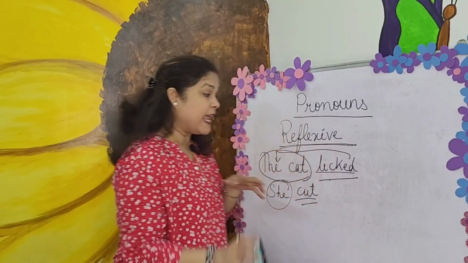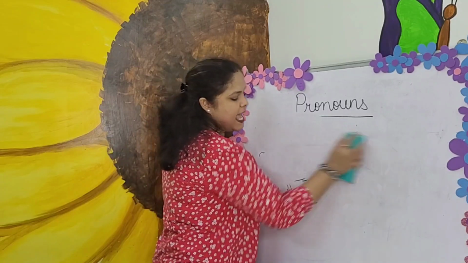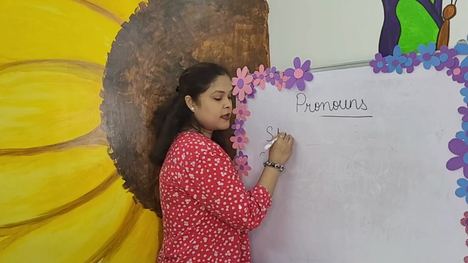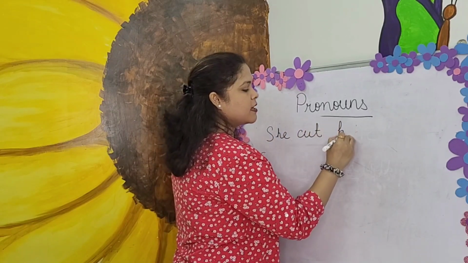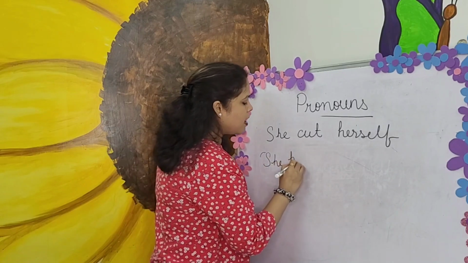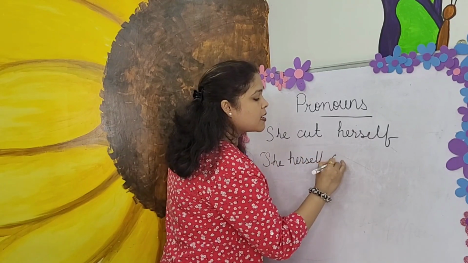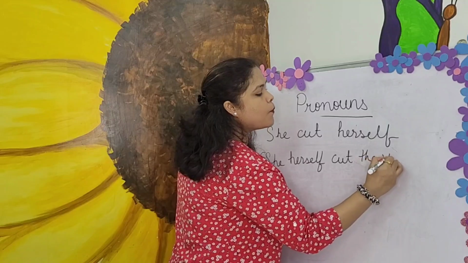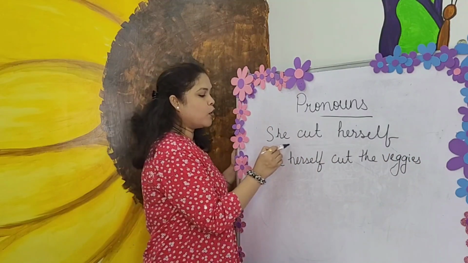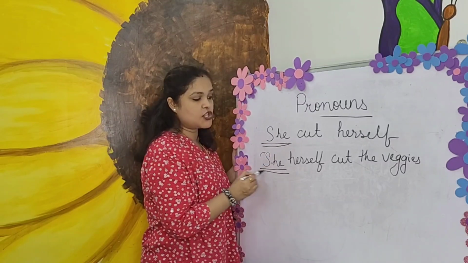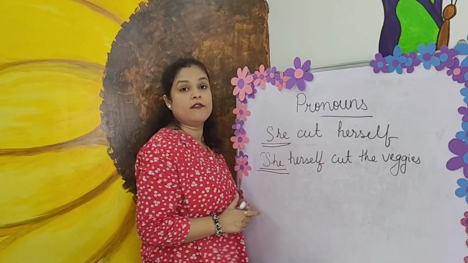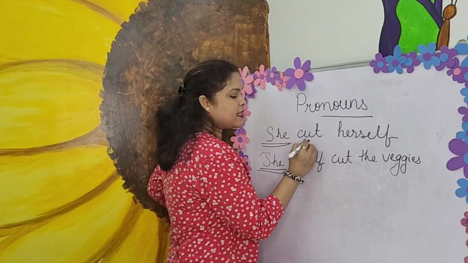Let us examine those 2 sentences and try and understand the difference, right? She cut herself, or she herself cut the vegetables or veggies. Fine. So here we see in both the sentences, she is the subject. Let's take the first sentence. She cut herself. Identify the action which is done by the subject.